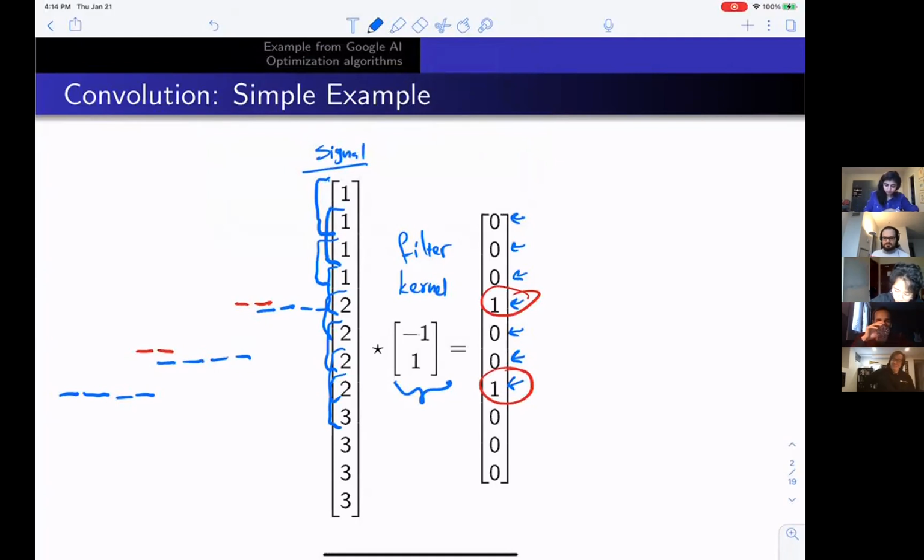Yes? Hi, Professor. Is it true that the dimension of the output is the dimension of the input minus the dimension of the signal? Minus the dimension of the filter, I think you mean. Yes, the dimension of the filter. Yeah, that is correct.